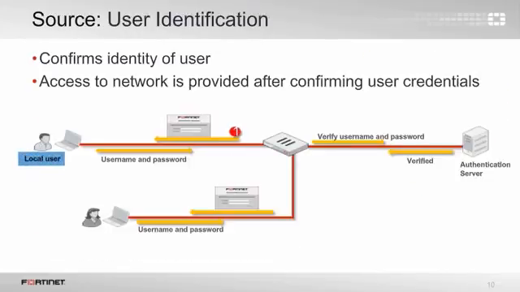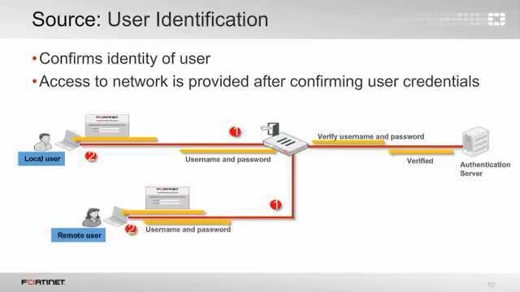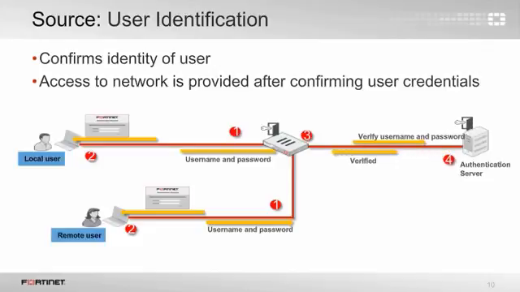If a user is added as part of the source, it must be verified before allowing or denying access based on the firewall policy. There are different ways a user can be authenticated. For a local user, the username and password is configured locally on FortiGate. When a local user authenticates, it must match the username and password configured on the FortiGate locally.